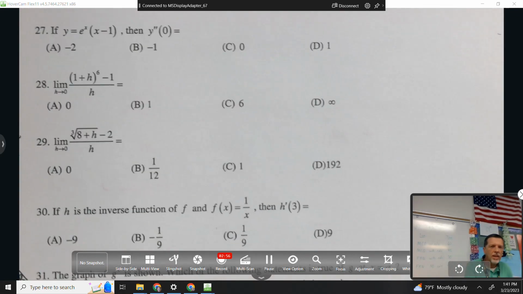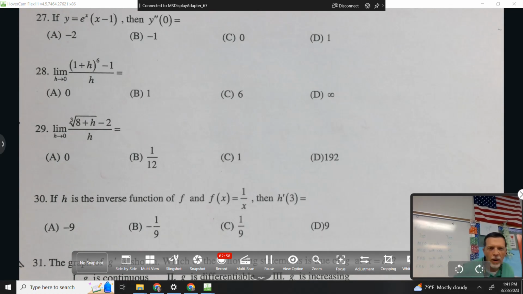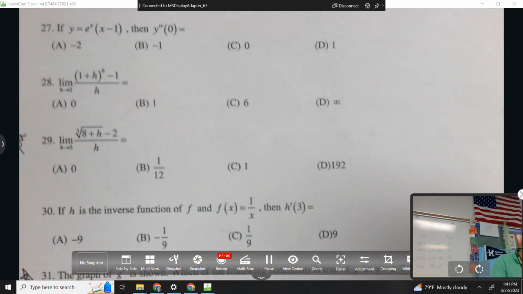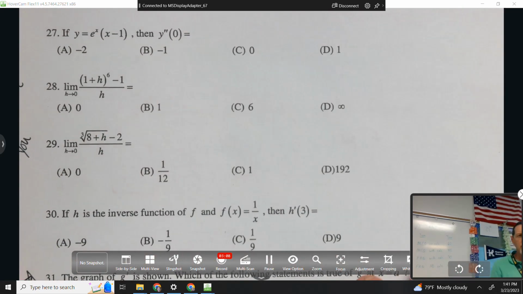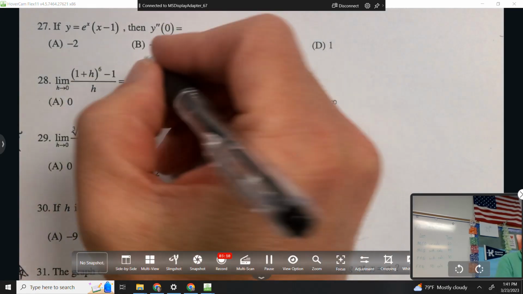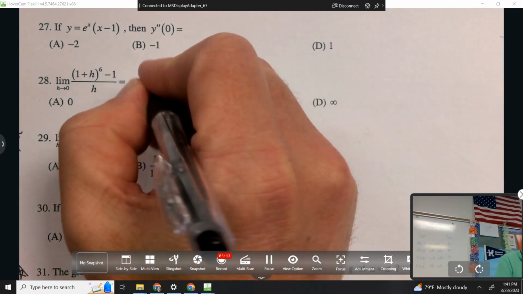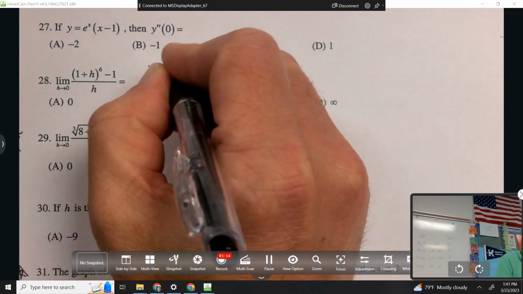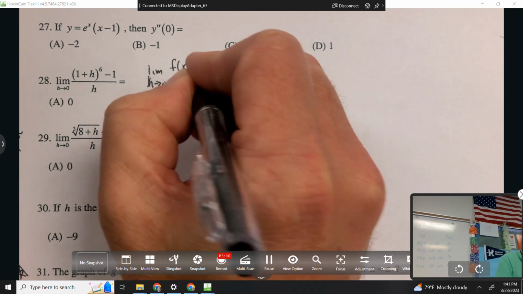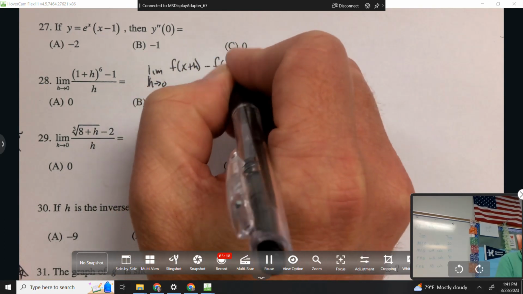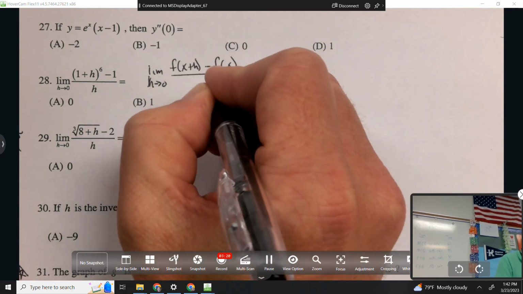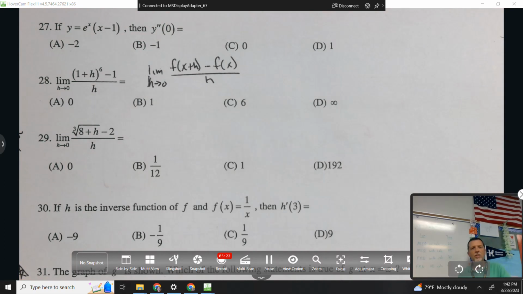28. Okay, so that's a limit problem, but it's not really a limit problem because you're supposed to recognize that that's the definition of a derivative. The definition of a derivative, so I'm looking at 28, is limit as h approaches 0, f of x plus h minus f of x all over h. So we got to try to match up the pieces here.